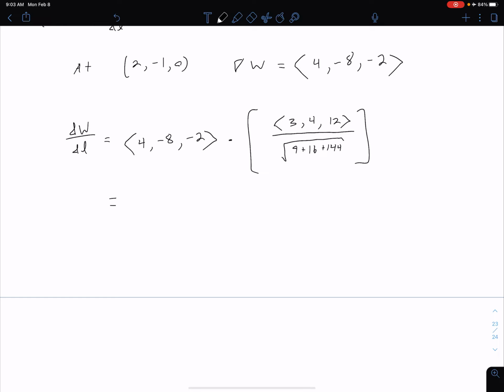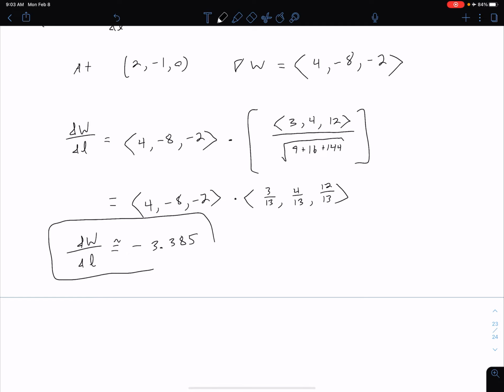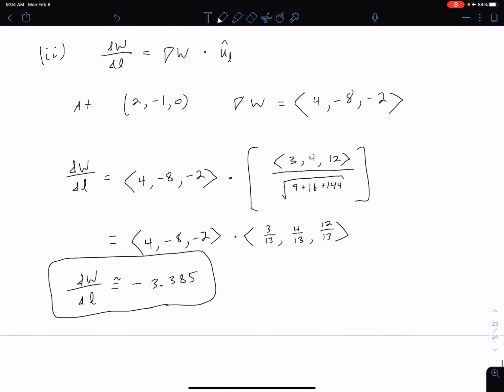And so the gradient turns out to be 4, -8, -2, dotted with 3 over 13, 4 over 13, and 12 over 13, just using fractions here to keep everything exact. If we do that dot product, we find that our directional derivative in the direction of L is approximately -3.385. So it's actually in the opposite direction of the maximum rate of increase, which makes sense if we stop to think about it for a little bit.